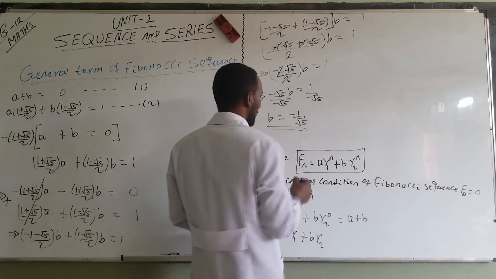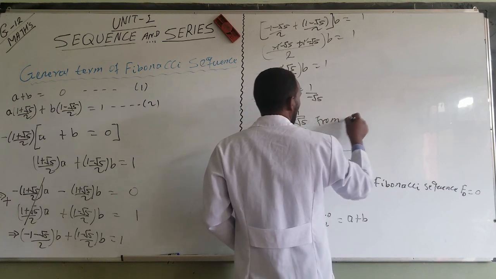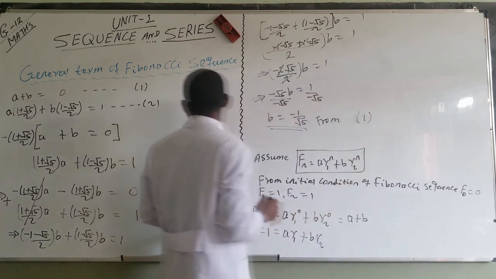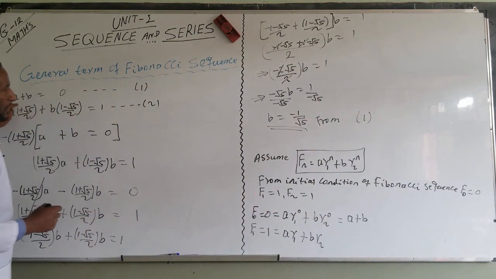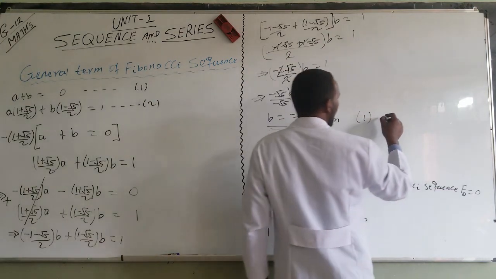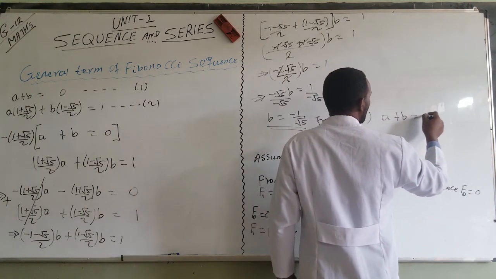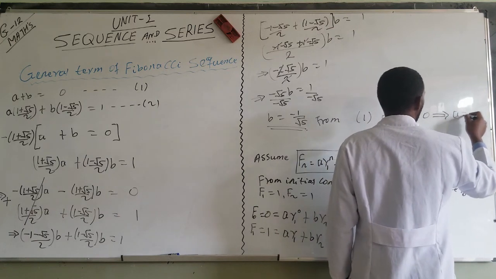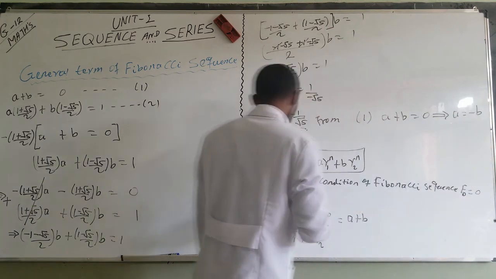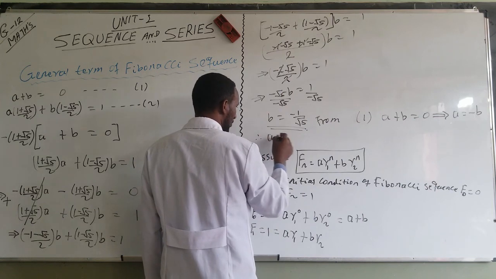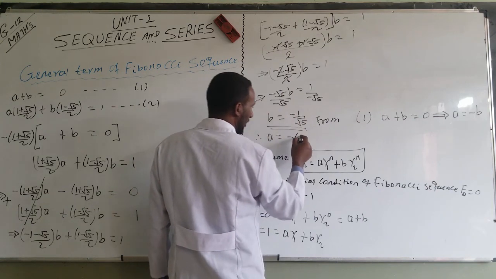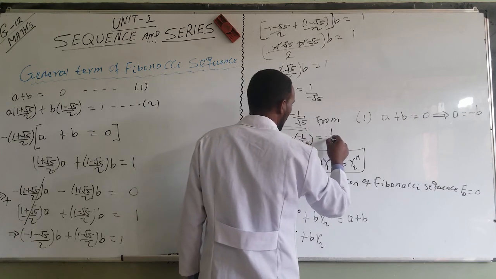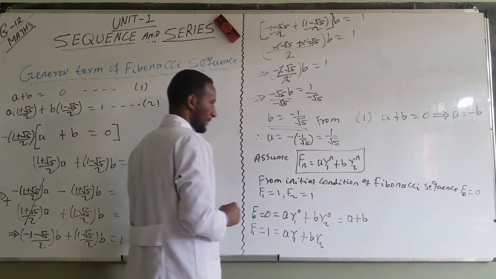Then from equation 1, A plus B is equal to 0. This implies that A is equal to negative of B. Therefore A is equal to negative of the value of B, negative 1 over square root of 5, which is equal to positive 1 over square root of 5.